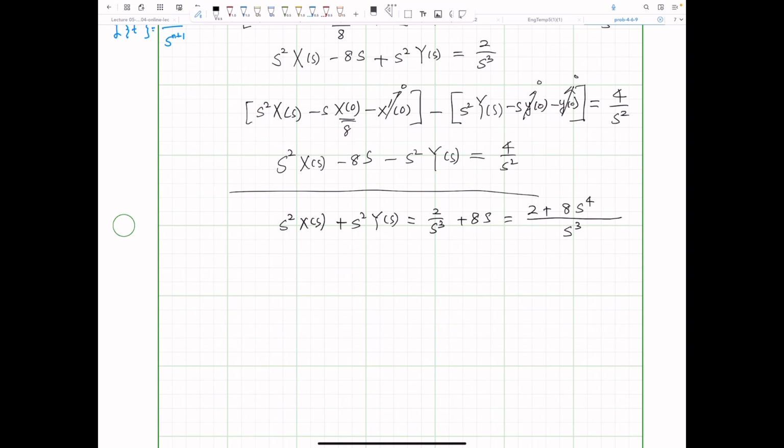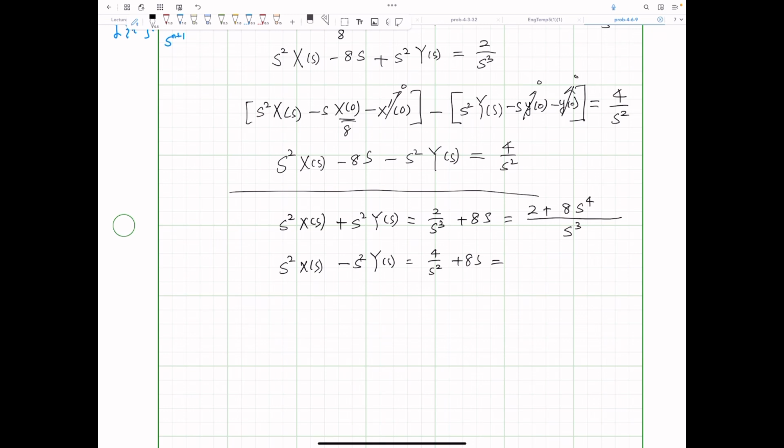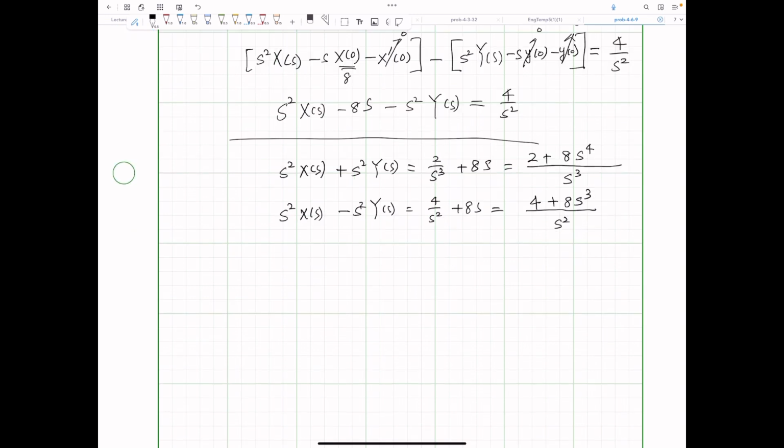Okay, the second equation then, s squared X(s) minus s squared Y(s) equals 4 over s squared plus 8s. So let's combine these two terms. Then we have s squared as a common denominator. Numerator is going to be 4 plus 8s cubed. So now we can find delta, delta 1 and delta 2.